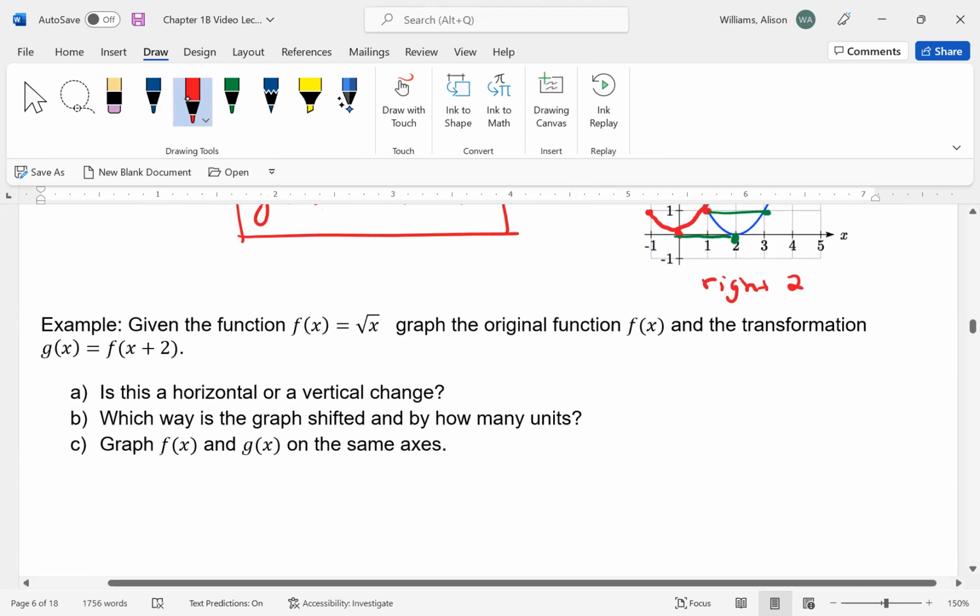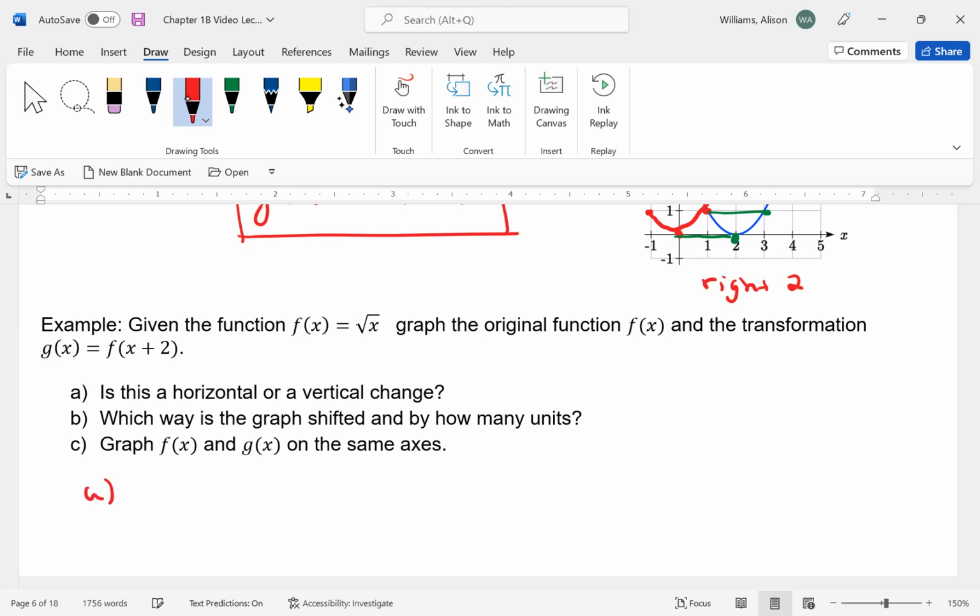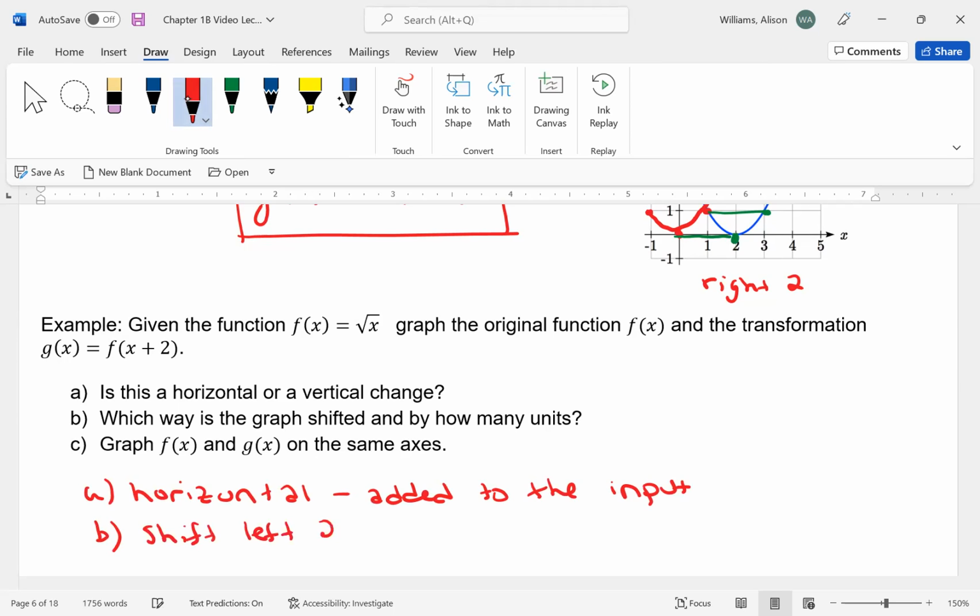All right, let's try another one. This time we're given the square root function, and the transformation is f of x parentheses plus 2. So is this a vertical or horizontal change? Well, this is going to be a horizontal change since we added it to the x. It's added to the input. Is it going to shift left or right? Well, because we are adding a positive number, it goes the opposite way. We'd think it's going to shift left 2 units.